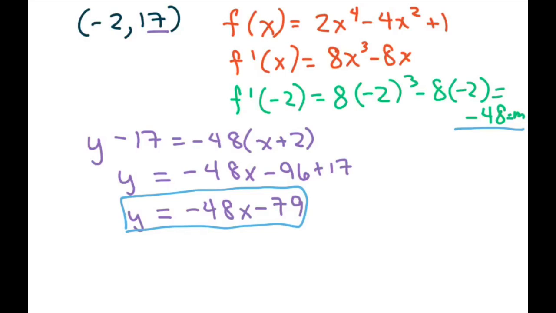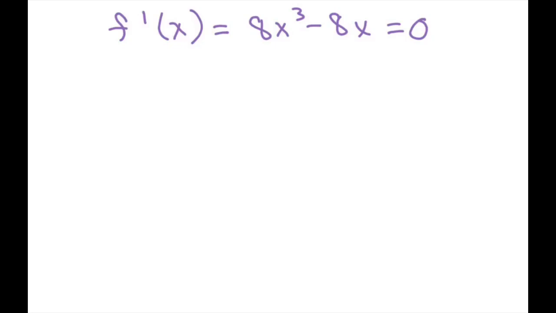Now we have to find the x and y coordinates of the relative maximum and minimum. If we want to find the maximum and minimum, we need to take the derivative and set it equal to 0. So we've already done that. We've already taken the derivative, here it is, and we just set it to 0. So the derivative, again, was 8x cubed minus 8x, and we set this to 0. So basically, factor out an 8x, and you get 8x times x squared minus 1 equals 0.